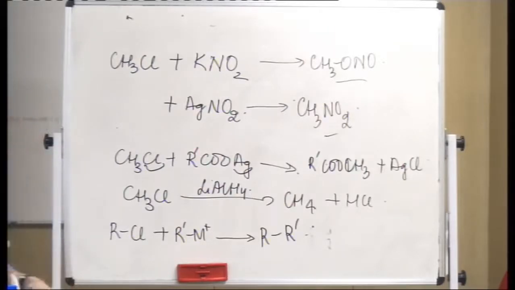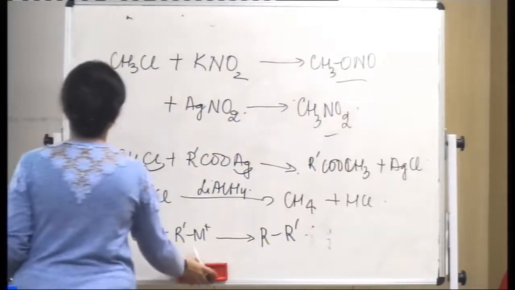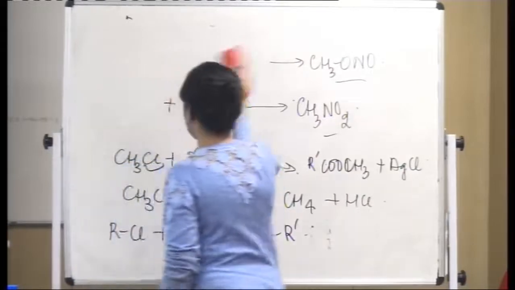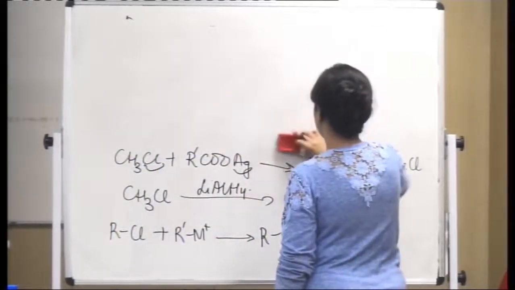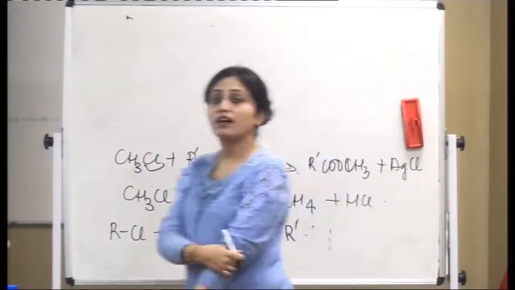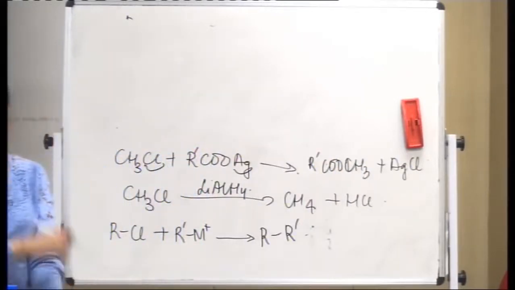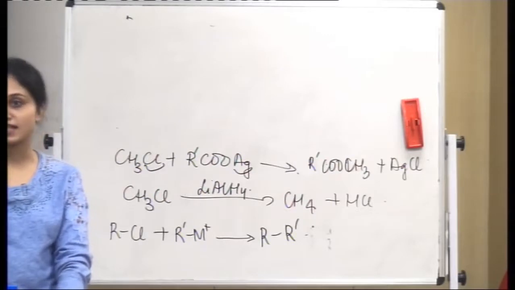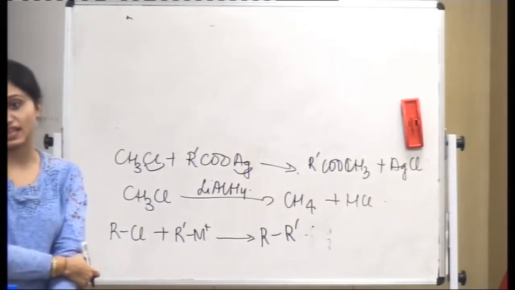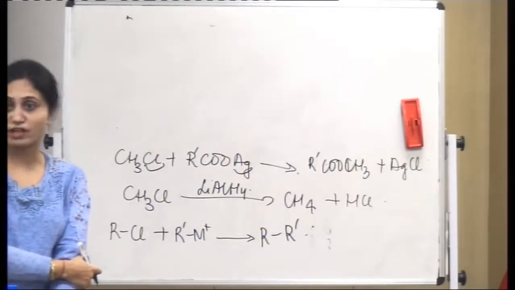Do you know the Wurtz reaction? Do you want me to put it on the board? Good. What's the reaction? RCl plus 2Na. That gives you what? RCl plus 2Na gives you R-R plus NaCl in the presence of dry ether. That's your Wurtz reaction, where you have doubling.